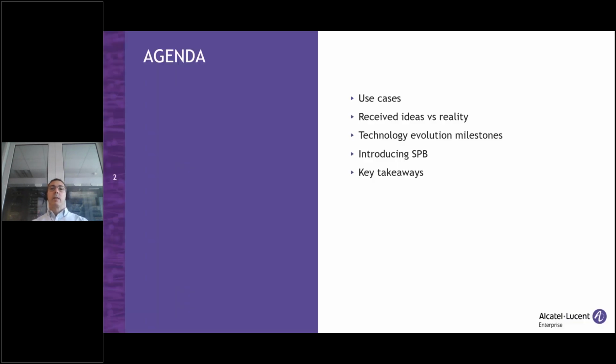So with that, here's the agenda for today. I start by giving you some examples of use cases that may call for MPLS or SPB and the reasons why. Then I'll go through some of the received ideas that are often presented as reasons to adopt MPLS, and I will explain why reality can be much more nuanced than that. After that, I will present a timeline of some of the most relevant technology milestones of the last 2 decades when it comes to networking to put these two technologies in perspective. I will introduce some of the most important aspects of SPB, and then I will close with key takeaways. So let's begin.